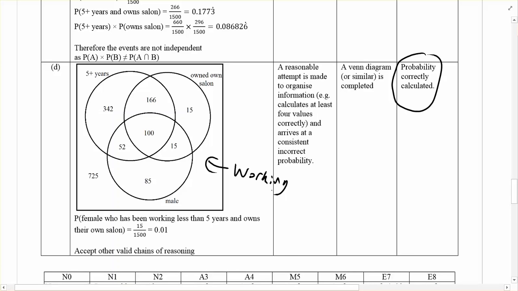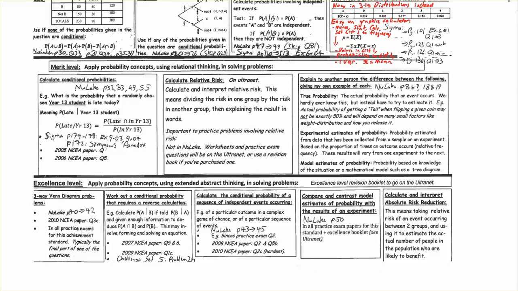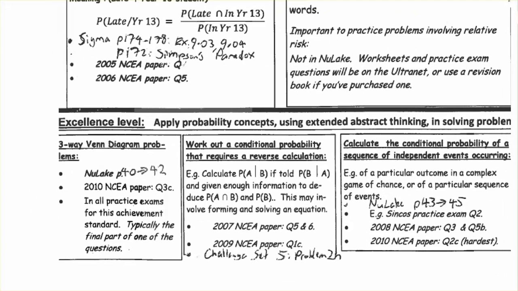To practice more of these, if we look on the content map, and we go down to three-way Venn diagrams, you see it says New Lake, pages 40 to 42, and it's worth doing those, especially the ones towards the end of that exercise.